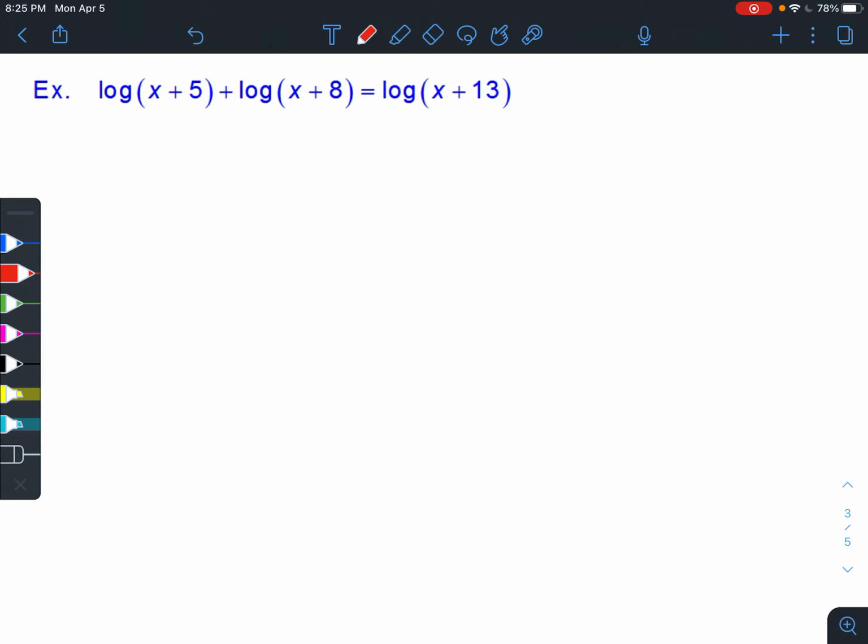So anyway, here we go. Notice again, we have log plus log. So that's our property number 1.